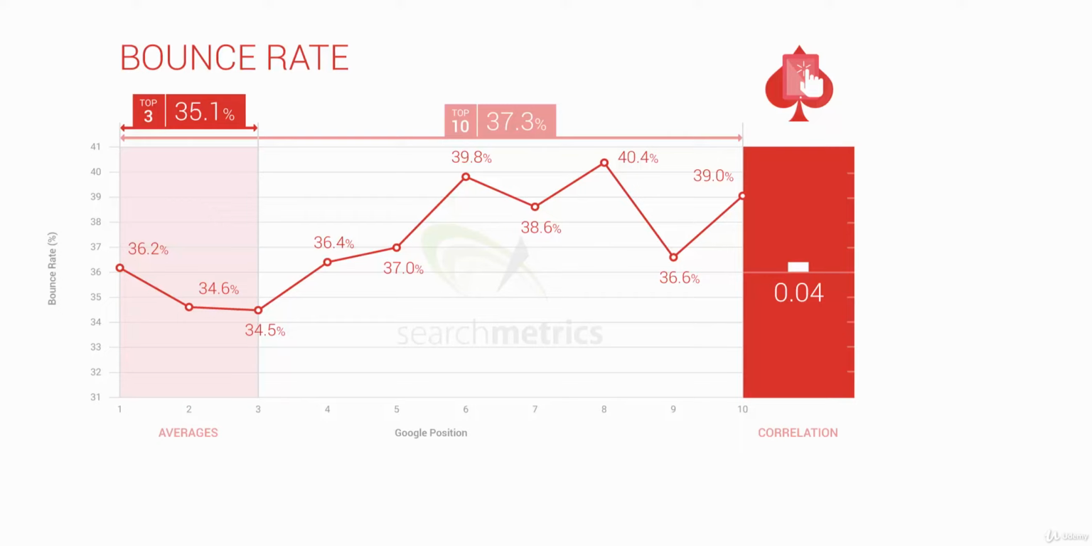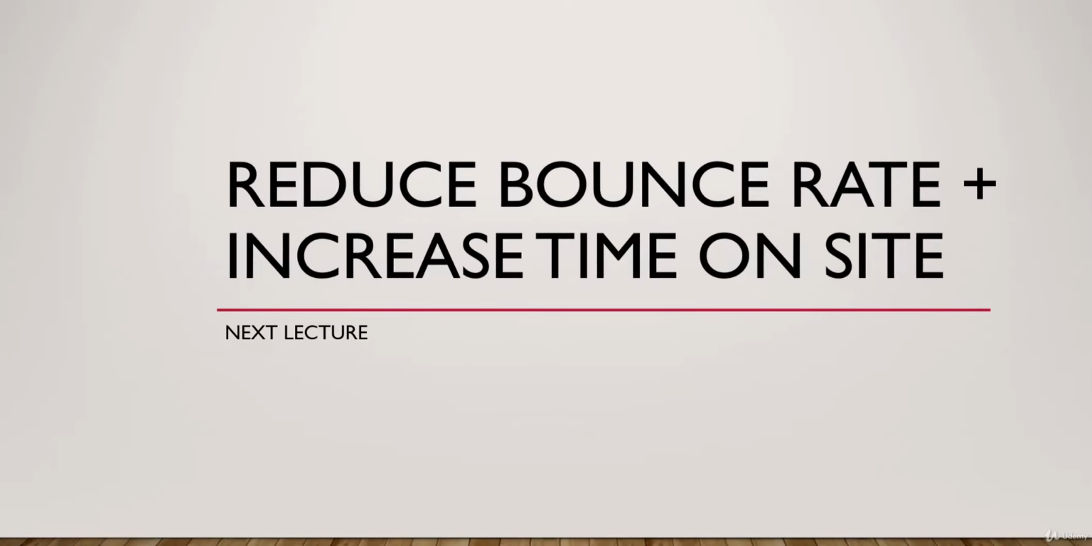In this graph, you can see that the top 3 search results have an average bounce rate of just 35%, which is not so easy to attain. The overall average of top 10 search results is 37%, and the difference is very meager, that is just 2%. And that's why the correlation is very low, that is 4% or 0.04. In the next lecture, you will learn how to increase the time on site and how to reduce the bounce rate of the posts or pages on your website.